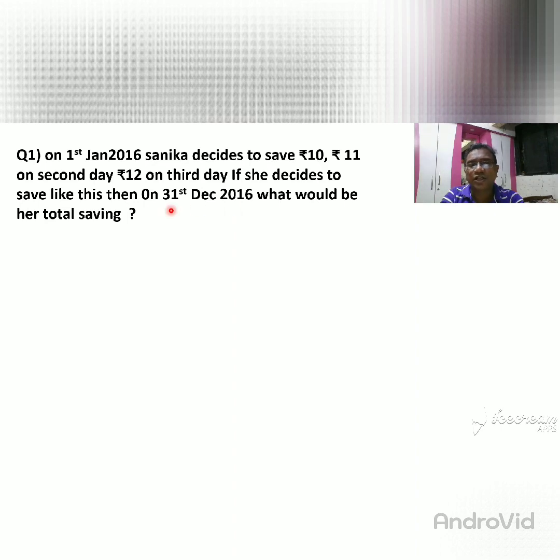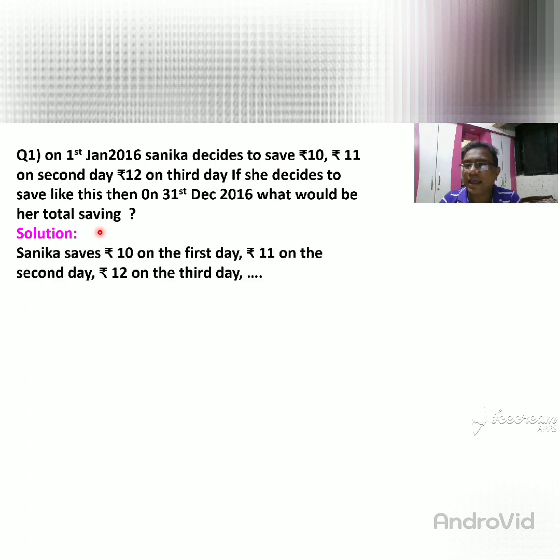If they had asked how many she saved on 31st December 2016, then I would use TN because I would be finding only the 31st December 2016 amount, not the total amount. But they are not asking that. They are asking total saving at 31st December. So when they say total, we use the SN formula. Is that clear? This is the main difference between SN and TN.